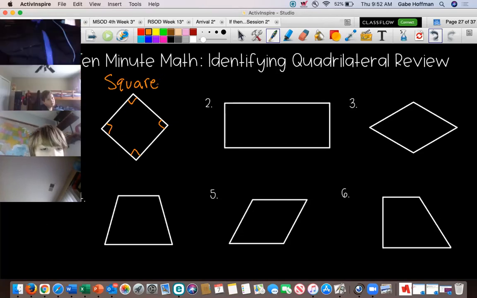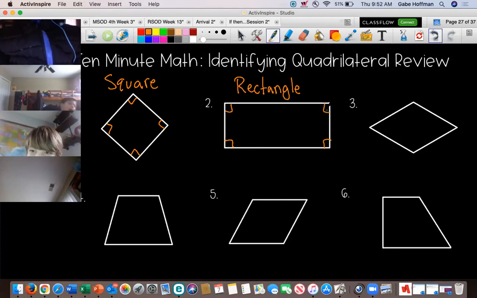A rectangle. How did you know that that one was a rectangle? Four right sides. Four right sides or right angles? Right angles. Four right angles. Very good. CJ, what'd you say for number 3?